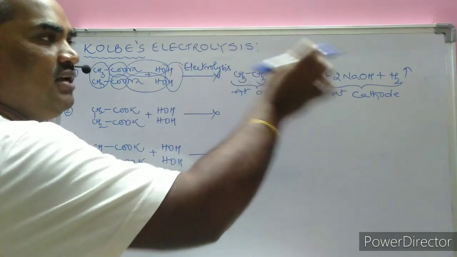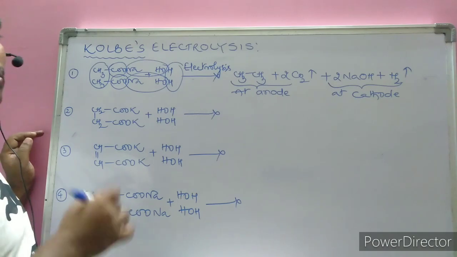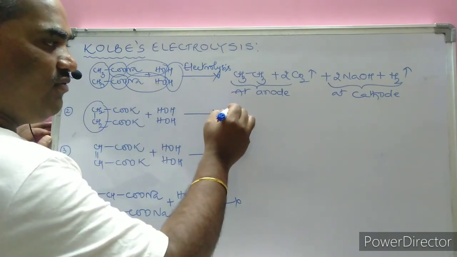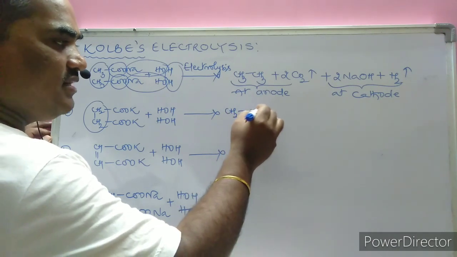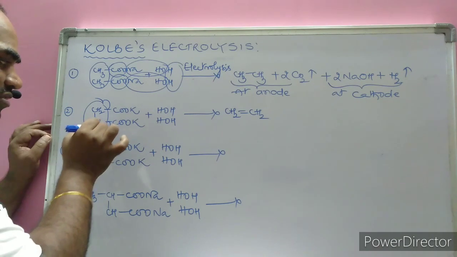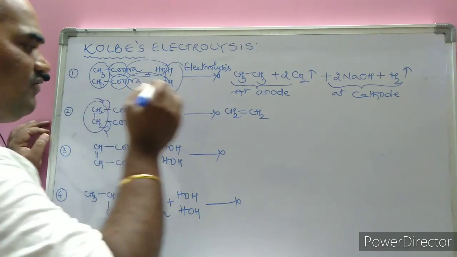In all the remaining cases, hydrogen gas is liberated at the cathode. Here one bond is already there. As a result, what is formed? A double bond. Hence, it is an example of new C-C bond formation, because by breaking this bond, homolytic cleavage establishes a double bond between them.